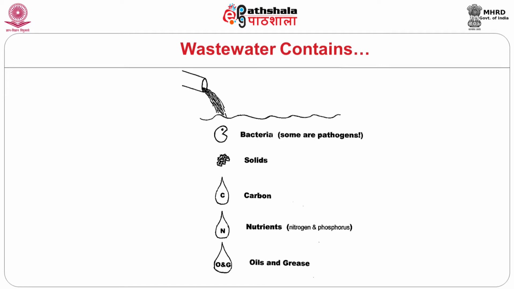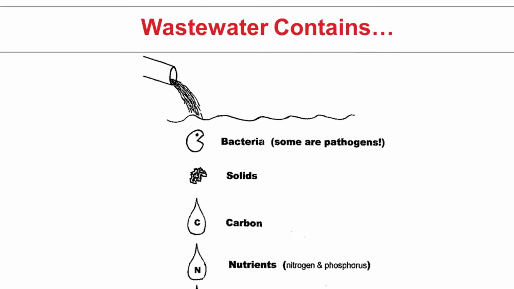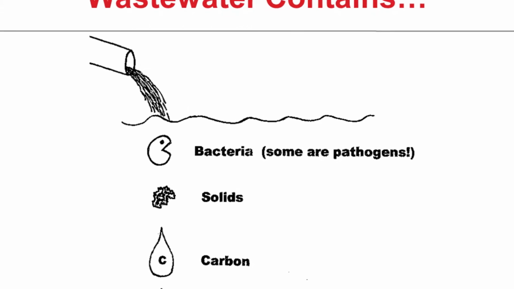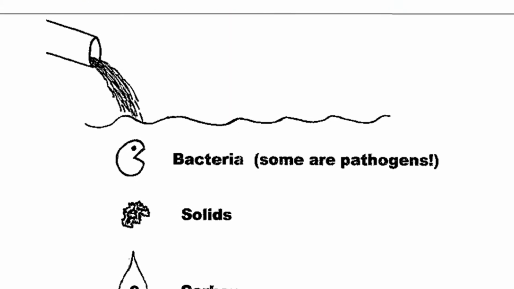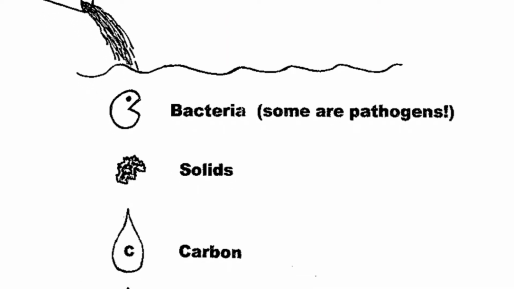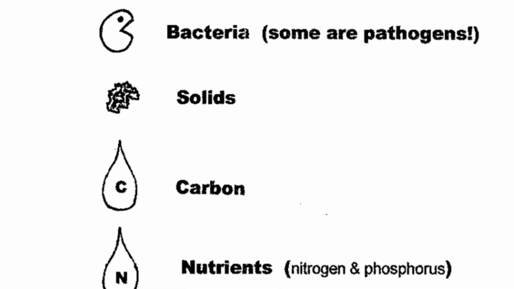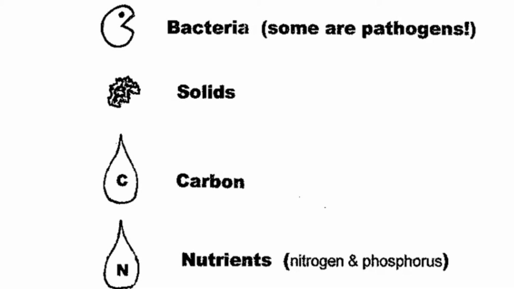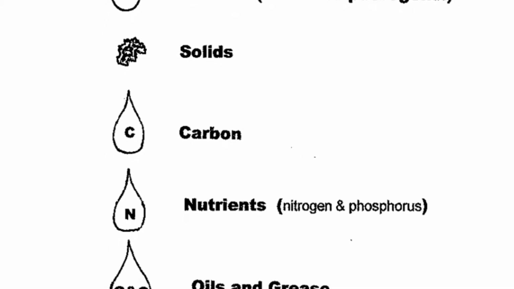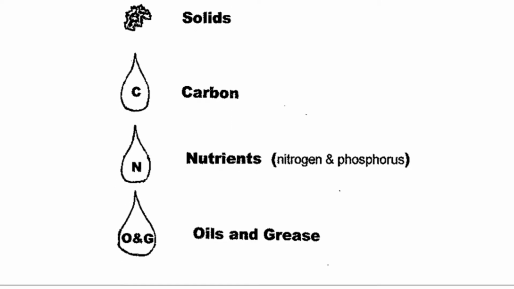A reactor is a container. With the help of this container, we can achieve a lot of unit operations as well as unit processes. If you analyze the characteristics of wastewater, it contains a billion bacteria, some of them pathogenic in nature, and solid particles. These solid particles are in three different states: suspended particles, colloidal particles and dissolved particles. Carbonaceous matter and nutrients like nitrogen as well as phosphorus are dispersed in water. In addition, wastewater contains some quantity of oil and grease.